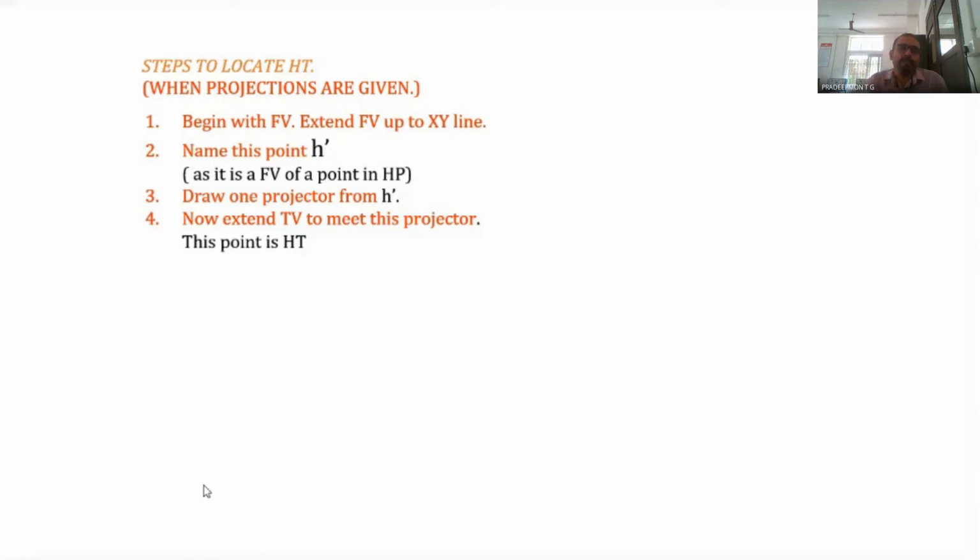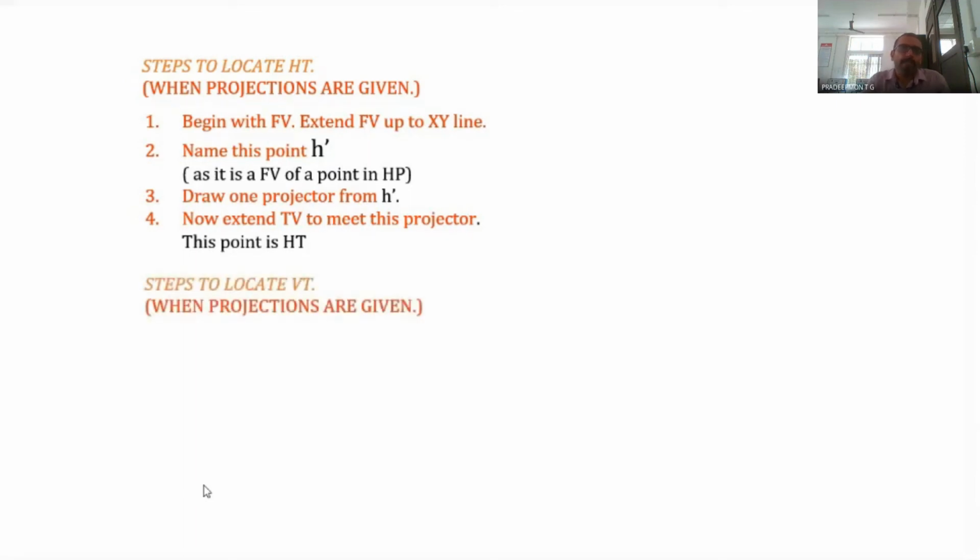So there are 4 different steps. The first is we extend the front view, and the point of intersection of this extension with XY is marked as H dash. This is the second step. The third step is we draw a projector from H dash, and in the fourth step we extend the top view to meet this projector. Finally, the point of intersection of this projector with the extension of the top view is marked as HT.